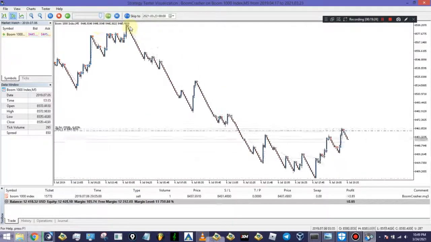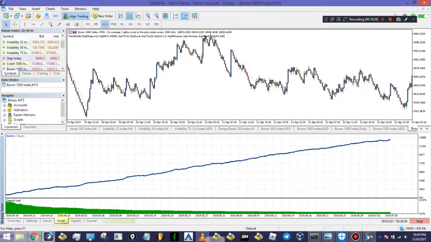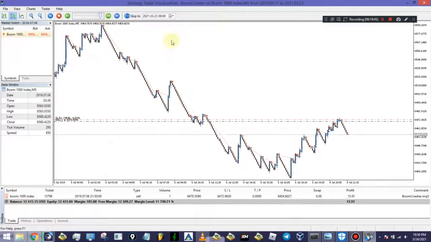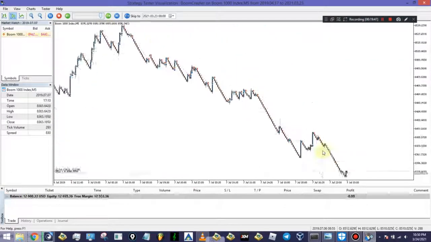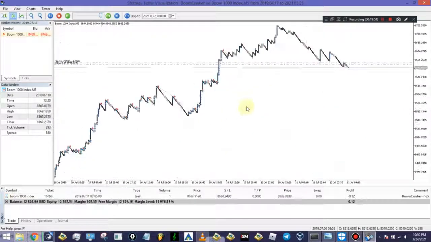And guys, I don't even know what to say. It's disgusting the way it's so good. 18th of April, 5th of July, 3 months, and we're already, from $1,500, guys, at $12,000. Let's keep going, let's finish this back test and see. It's gonna be insane. That's all I can say.